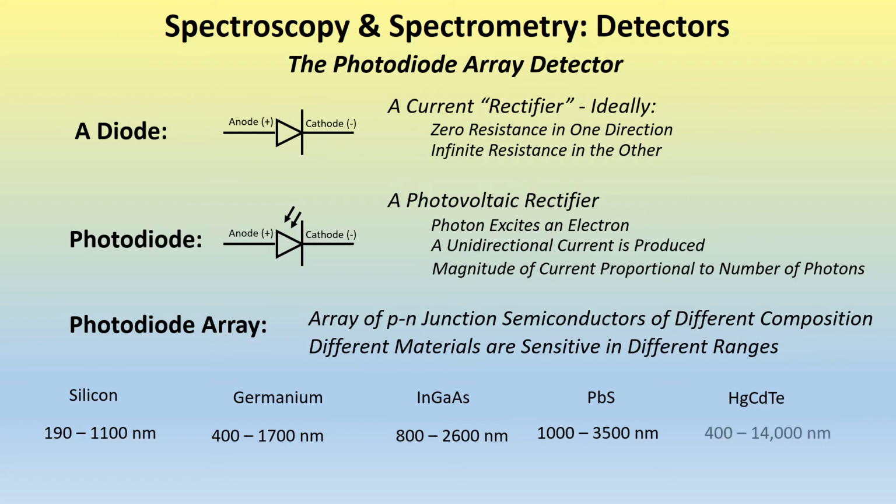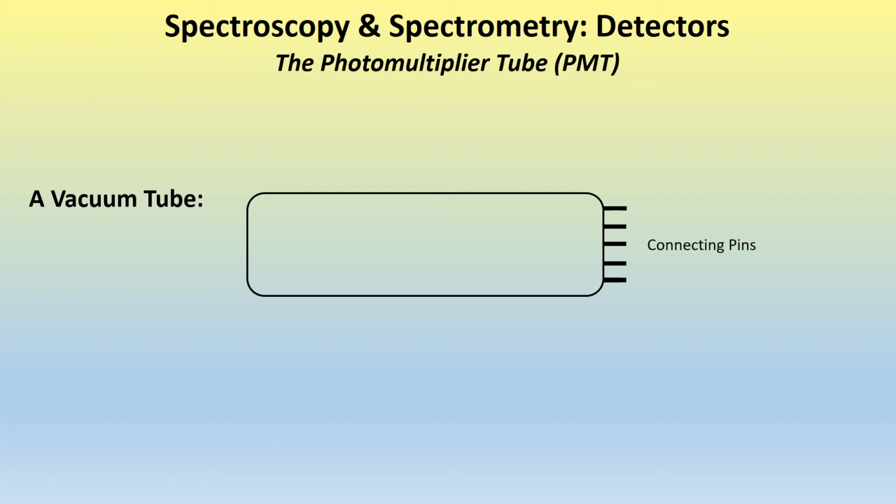Again, it can be seen that many of these ranges overlap. Most sensors are tuned for their most sensitive range, and the overlapping ranges give increased sensitivity to the entire array. The original type of detector, and a detector that is still used, is called a photomultiplier tube, or a PMT. A photomultiplier tube is essentially a vacuum tube.